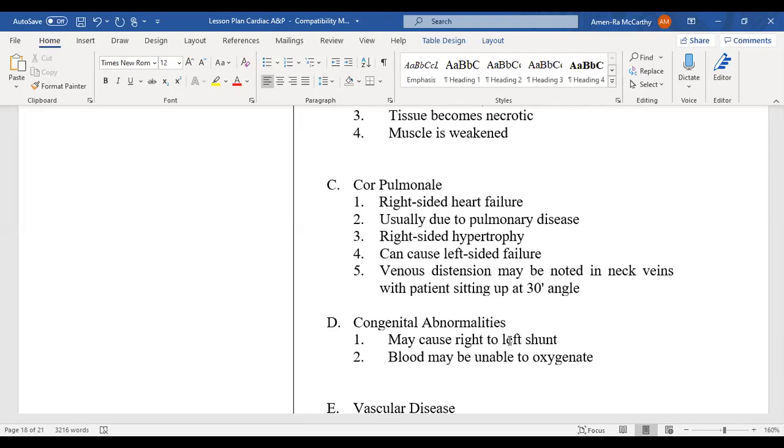Hypertension. Left side. What about congenital abnormalities? Right side. What about JVD? Right side. What about COPD? Right side. Cor pulmonale. Right side. Okay? That's how you have to know this. You got to know what you're dealing with.